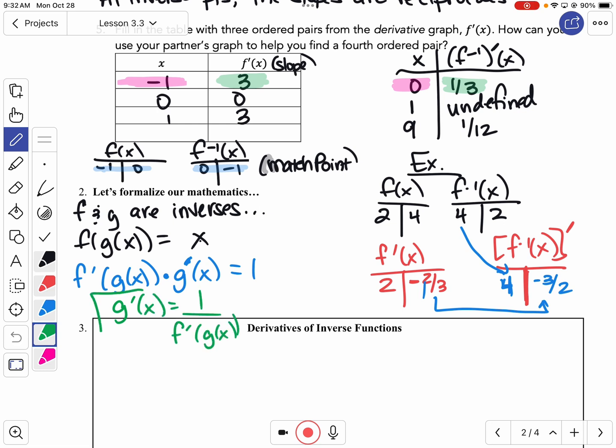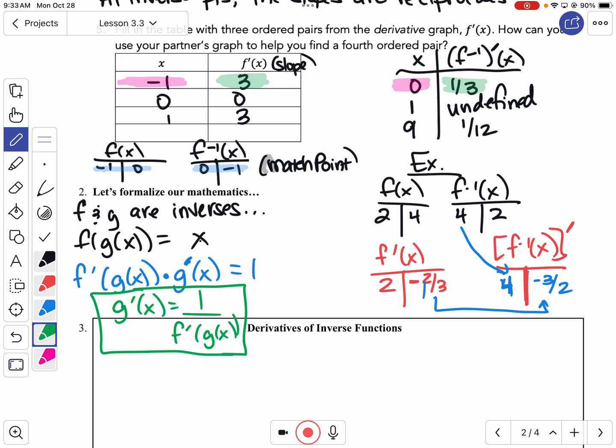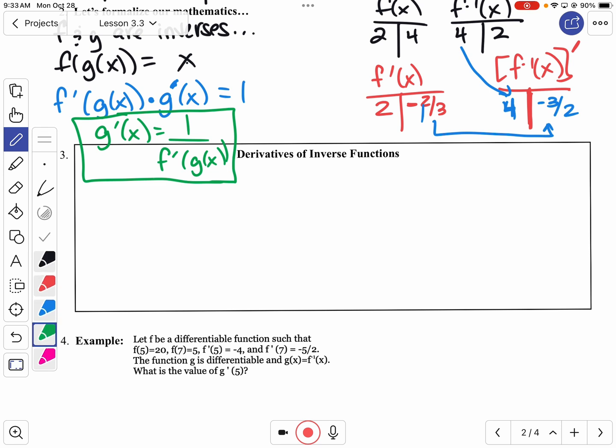Now, that's the formal definition for derivative of an inverse. I never use it, just so you know, because I don't have space in my brain for one more definition. We have so many that we have to do. But that is the formal definition: if f and g are inverses, then the derivative of the inverse g is the 1 over. That's where we get that whole reciprocal thing.